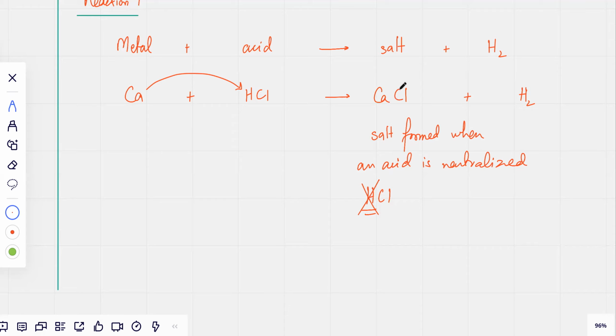So that is how the acid is neutralized, because this thing now is not capable of acting as an acid because it no longer has an H plus ion. Is this clear?